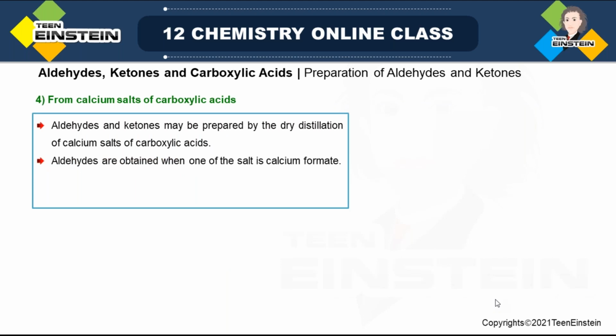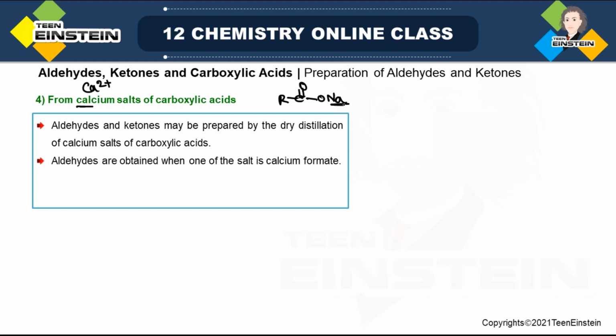Number 4 method, from calcium salt of carboxylic acid. Salt of carboxylic acid, what does it mean? Carboxylic acid is RCOOH, right? Now this H, as it is acidic, if I am writing the corresponding metal salt, if suppose the metal is sodium or potassium, valency 1, then just remove this H and you can write Na or K. But if it is calcium, now it is from group 2, its oxidation state is 2+.